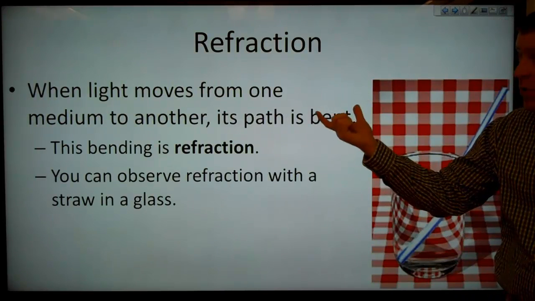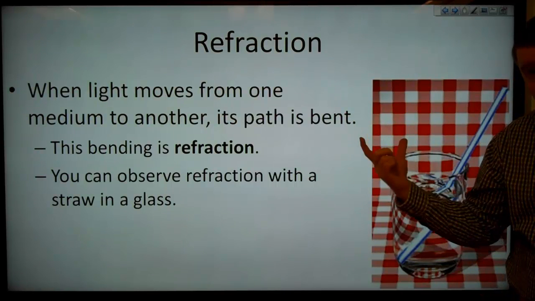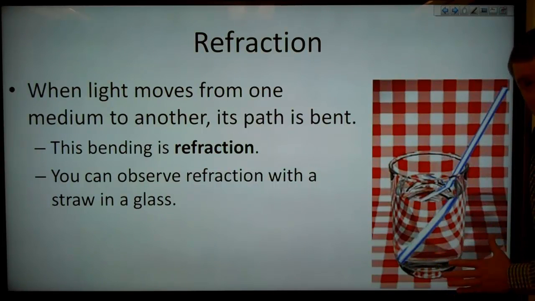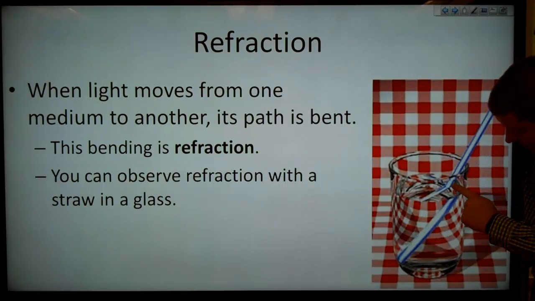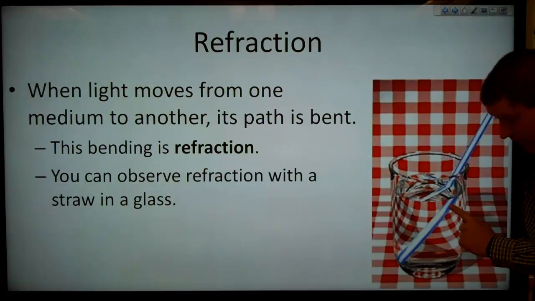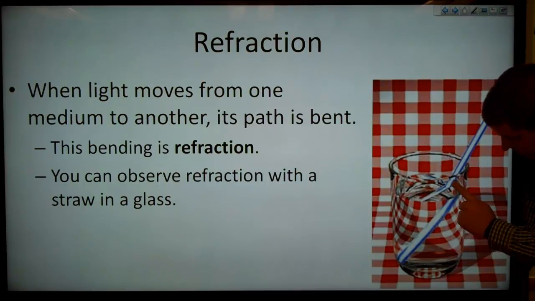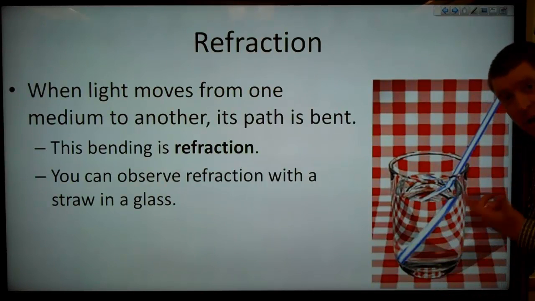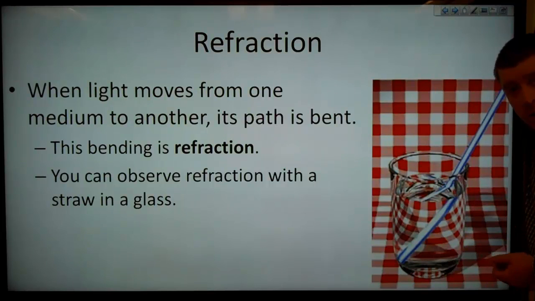When light moves from one medium to another, its path is bent. This bending is called refraction, and you can observe refraction with a straw in a glass. You can see the straw is going in, and as we look through the glass and then into the water, the straw appears to change and is suddenly over there. We know that the straw is straight. The straw is not bending or jogging, it's just a trick of the light.